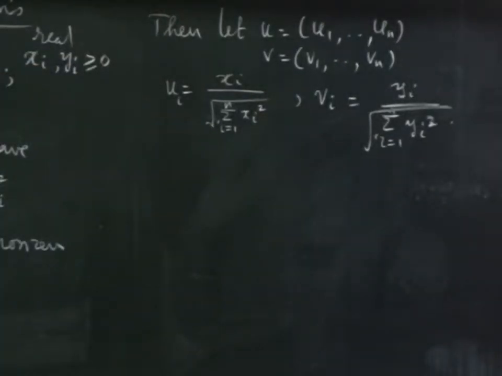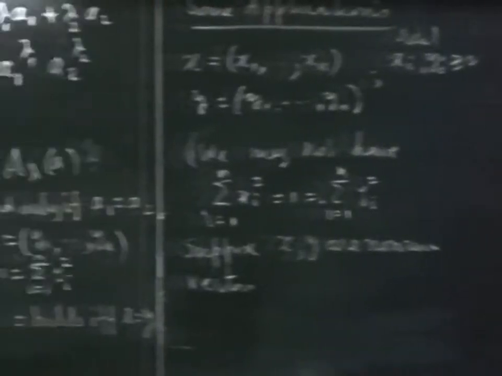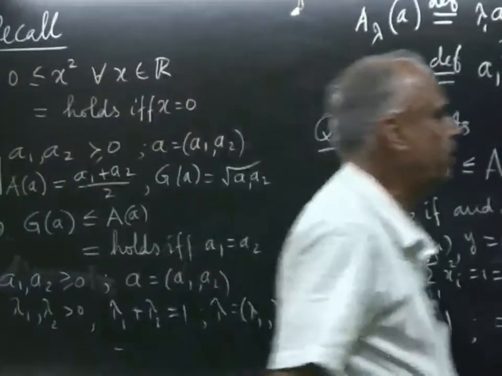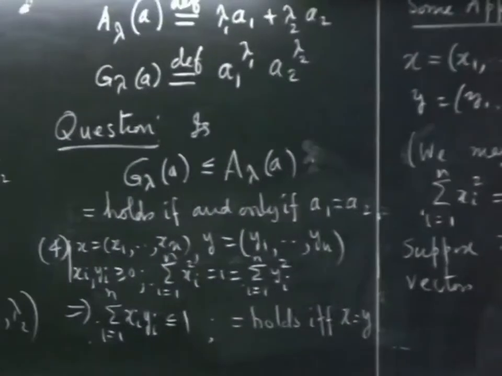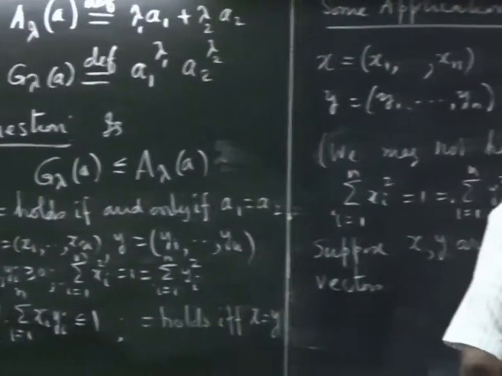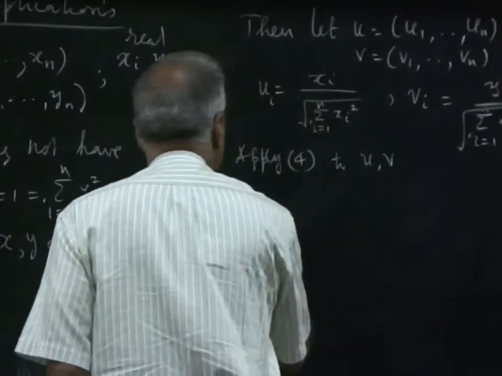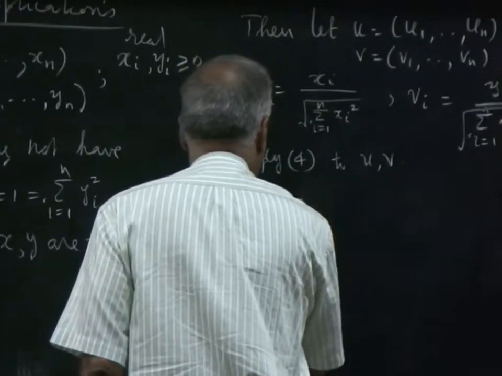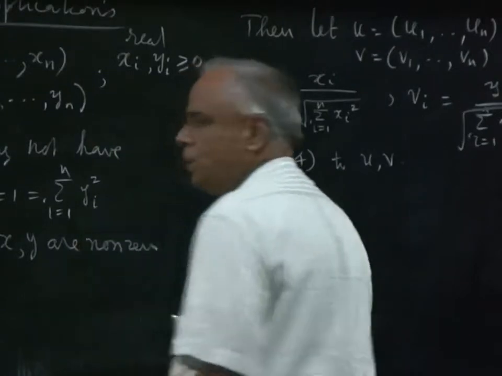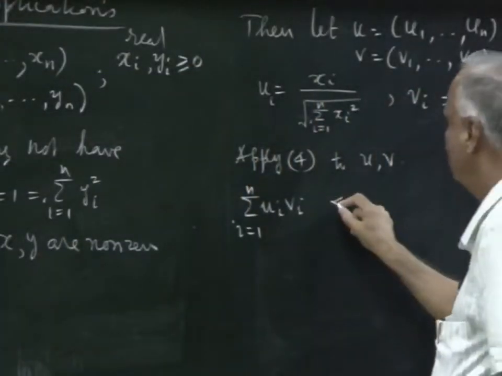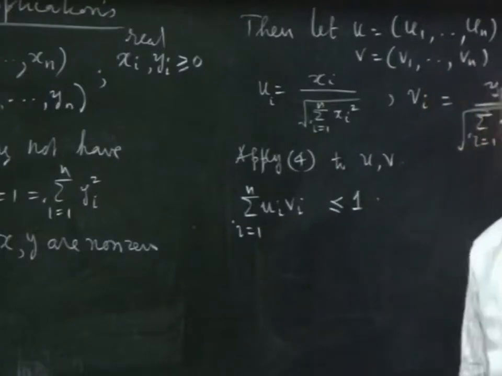So, now what can I say about u and v? They satisfy all the conditions for 4. Their components are non-negative, they have length 1. So, I can apply 4 to the uv vectors. What do we get? Summation ui vi, I equal to 1 to n, is less than or equal to 1.